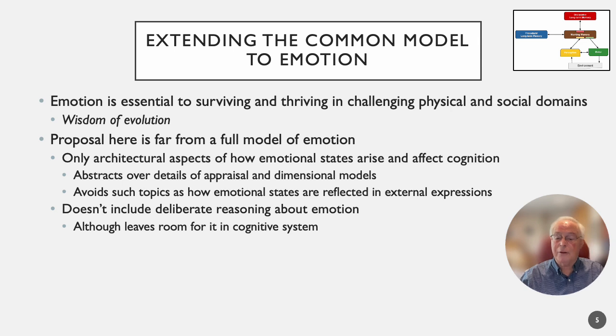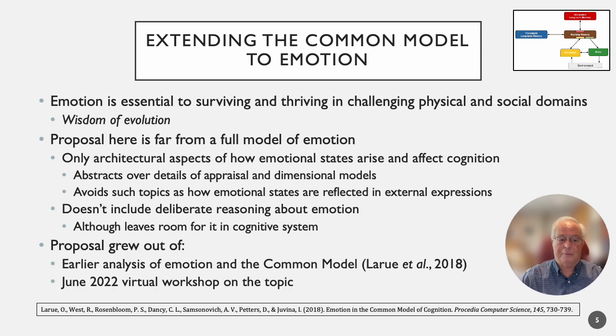The proposal here, though, is far from a full model of emotion. It focuses only on particular architectural aspects of how emotional states arise and affect cognition. It abstracts over details of the various appraisal and dimensional models, and it avoids such topics as how emotional states are reflected in external expressions. It also doesn't include deliberate reasoning about emotion, although it leaves room for it in the cognitive system.